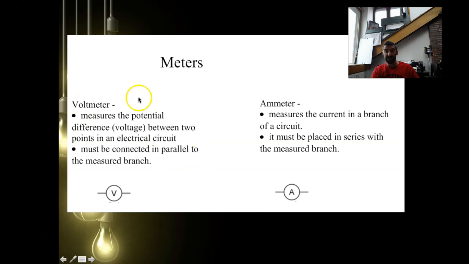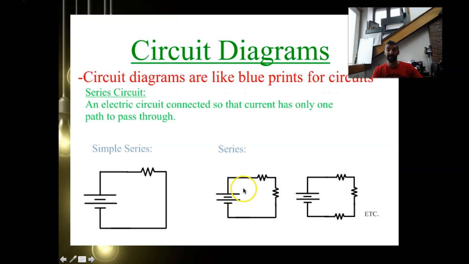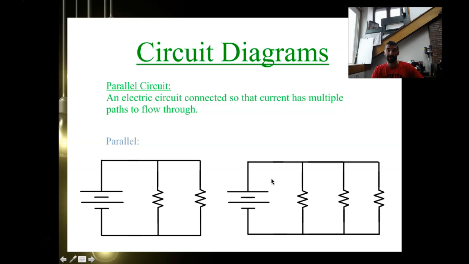A voltmeter measures the voltage, or the potential difference, across two things. Remember, potential difference means I need to measure in two different spots. So if I wanted to measure the potential difference across that resistor, I would need to measure it before the resistor and after the resistor. Same thing on a series circuit. If I wanted the potential difference of this resistor, I need to measure before and after. And we'll see that when I draw them.